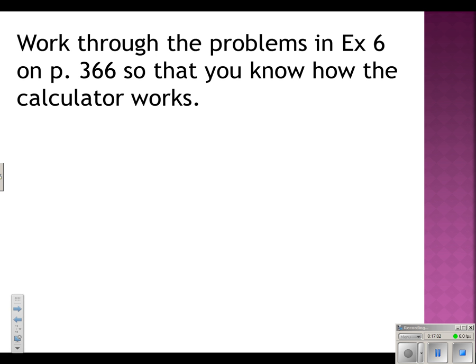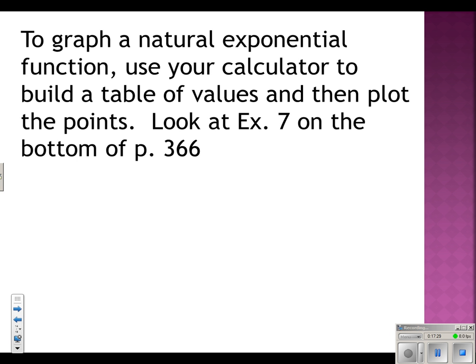So the problems in example number 6, I'm on page 366 right now. And again, all it's doing is guiding you through how to use your calculator to do these problems. So do them on your own, punch them through your calculator, and make sure that you end up with the same display on yours when you're done as what the book shows you for example number 6. Now, to graph a natural exponential function, you're going to be using your calculator to build a table of values and then plot the points.